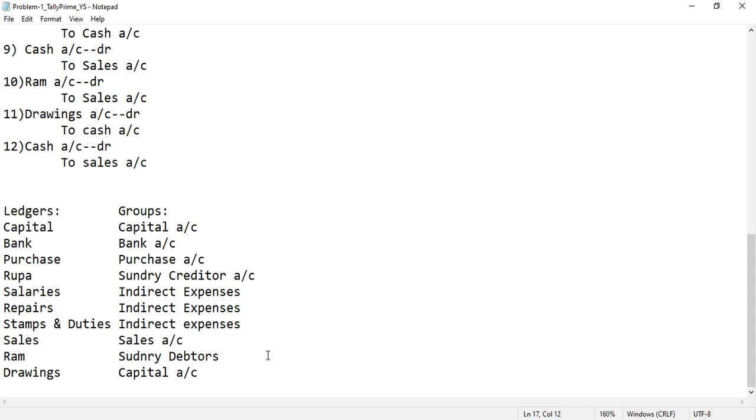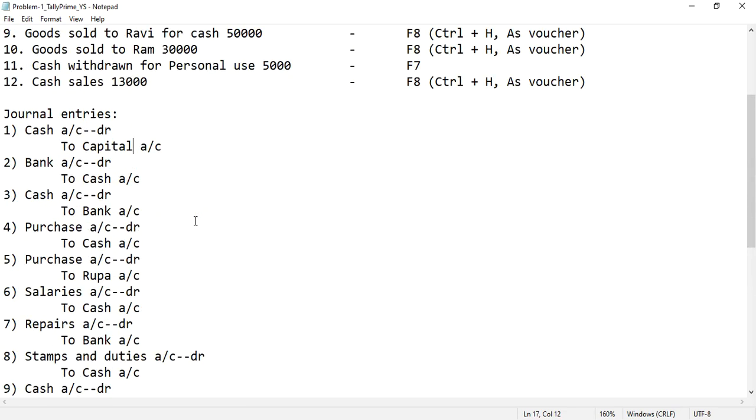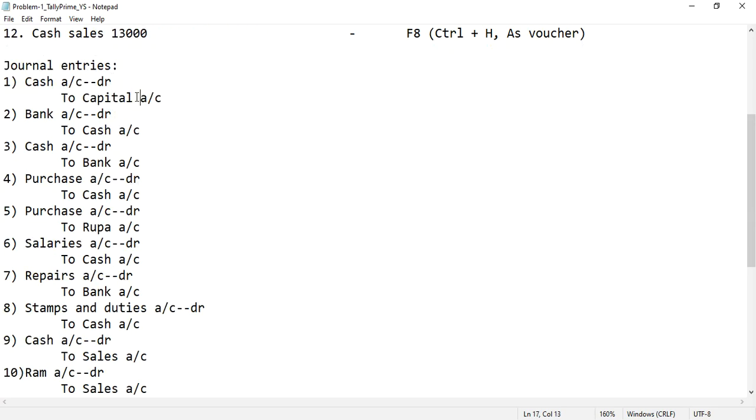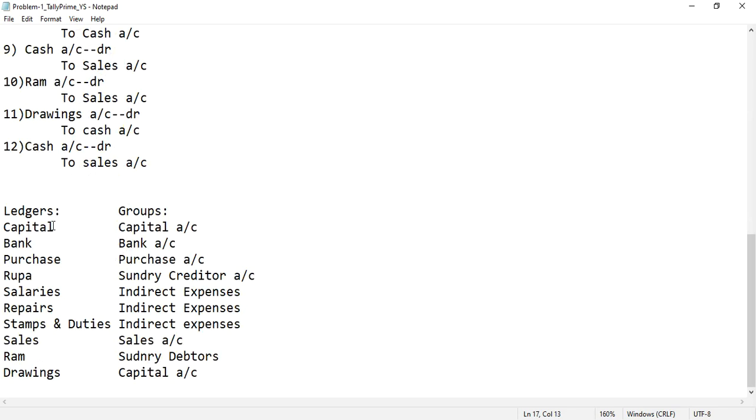One more thing: if a ledger is created once and is repeated again, you no need to create it again. For example, cash account debit to capital account. As we discussed, the cash ledger is available by default, so we no need to create it. The remaining is capital, so we need to create the capital ledger. It comes under capital account. There will be a particular list of groups in the software, and we will select from them, then save it under the capital account.